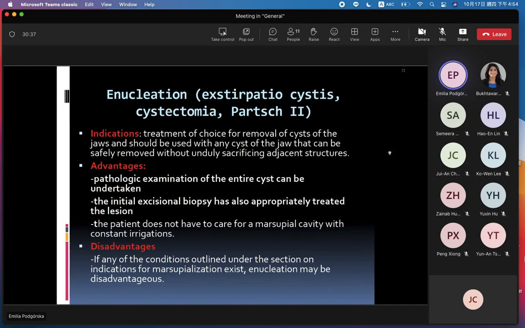Its advantages are pathologic examination of the entire cyst can be undertaken. The initial excisional biopsy has also appropriately treated the lesion, and the patient does not have to care for a marsupial cavity with constant irrigations. We have also disadvantages. If any of the conditions outlined under the section on indications for marsupialization exists, enucleation may be disadvantageous.